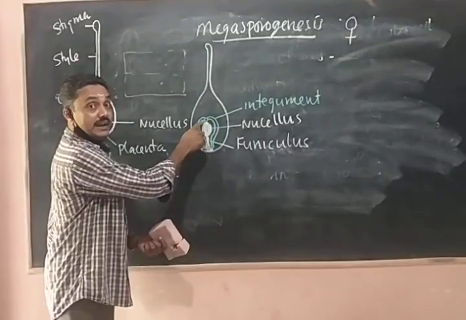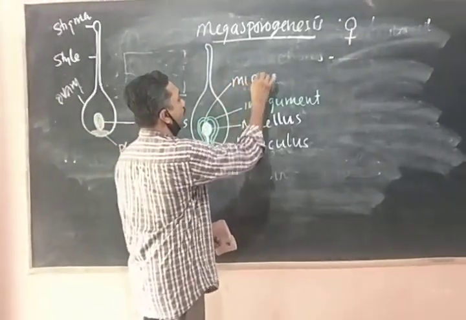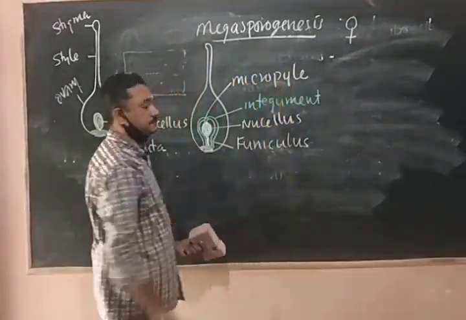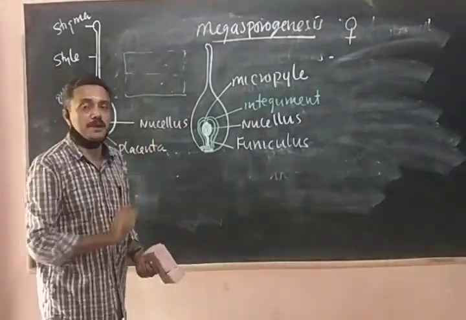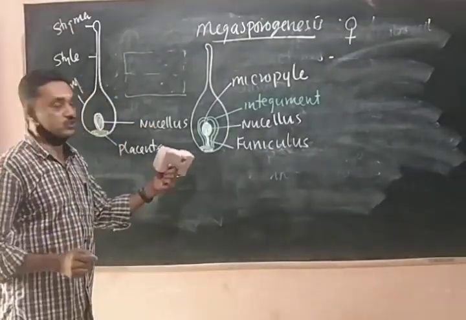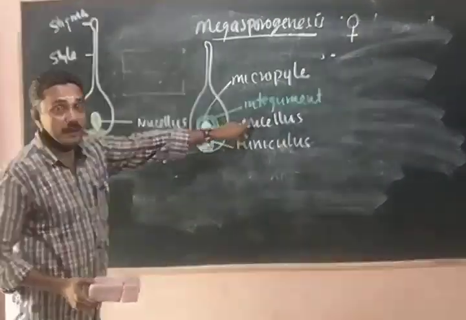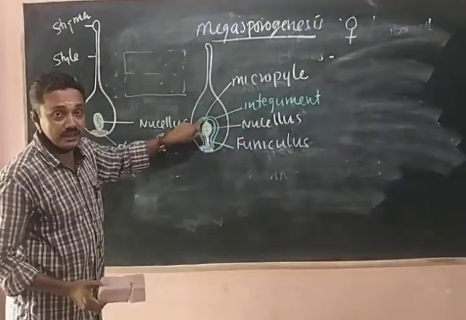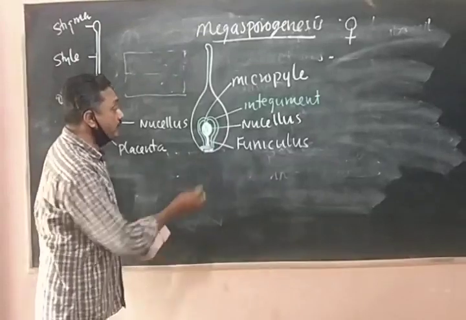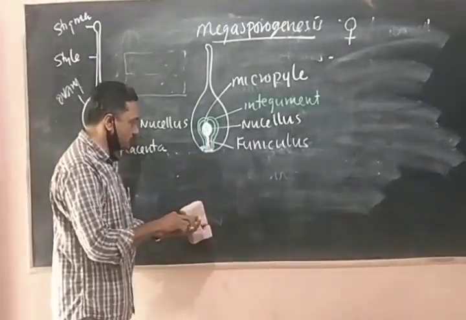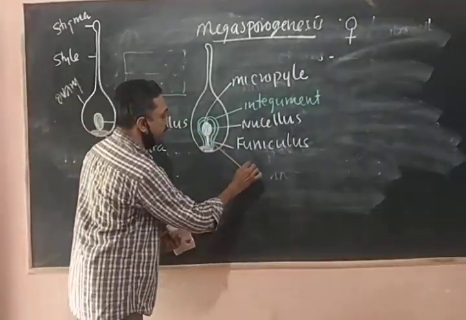Except a small opening at the tip. At the tip there is a small opening, with no covering. That small opening is called the micropyle, through which the germ tube comes into the embryo sac. So it develops two coverings called integument, except a small opening at the tip, called the micropyle. And the point where the funiculus and nucellus join is called the chalaza.